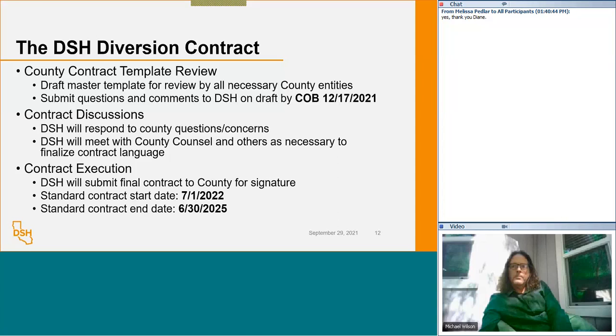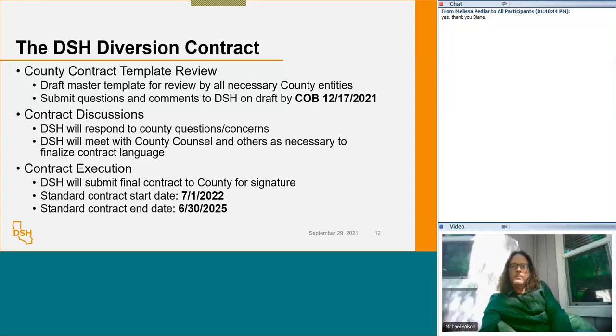Once we have any questions, comments, concerns from your county stakeholders, DSH will review that. We typically have a mix of contact over email. We can also often set up meetings and calls to discuss county concerns with the contract language and work through any issues there may be. And then we will have all of that tied up by the time we get to the point of actually executing the contract and sending a version to your counties for final signature.